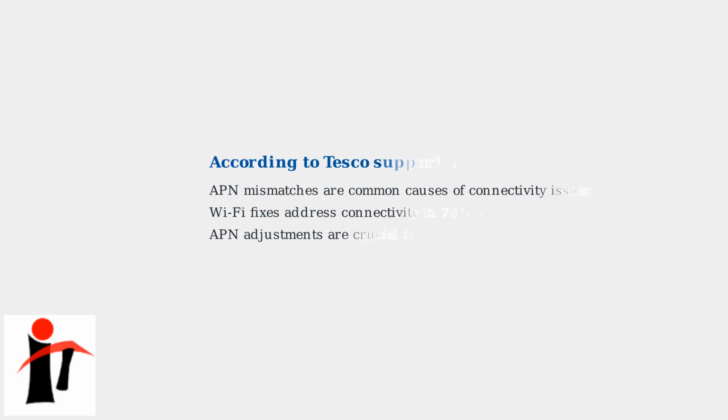According to Tesco support updates, APN mismatches are common causes of connectivity issues, especially after OS or carrier updates. User surveys show Wi-Fi fixes address connectivity in 70% of cases, while APN adjustments are crucial for mobile data problems.